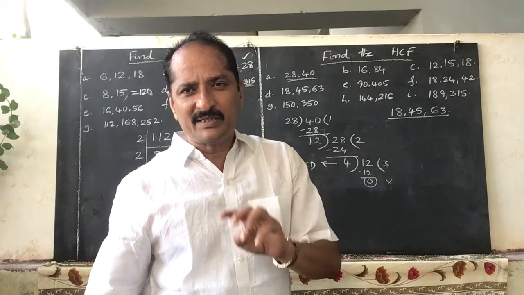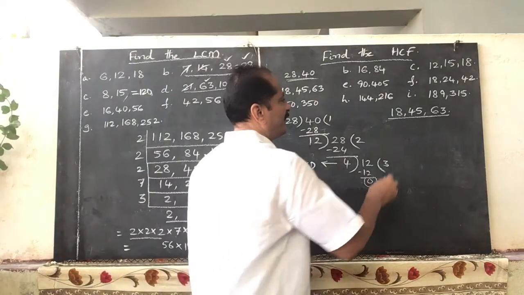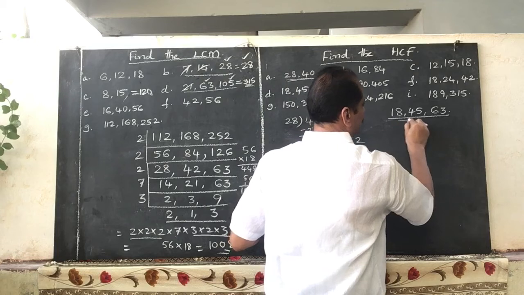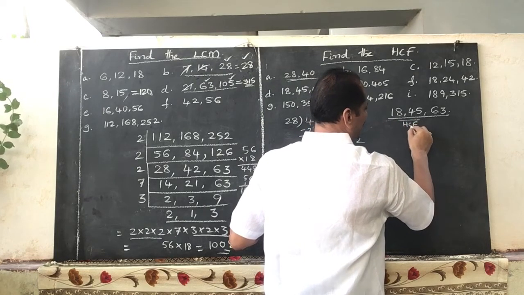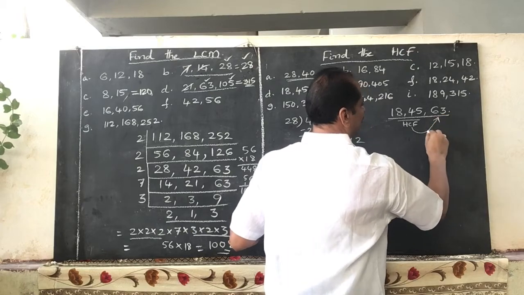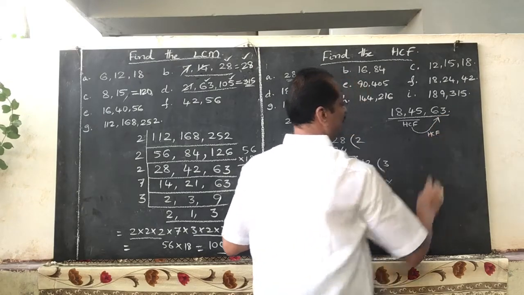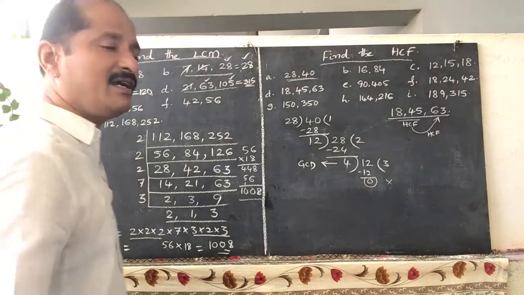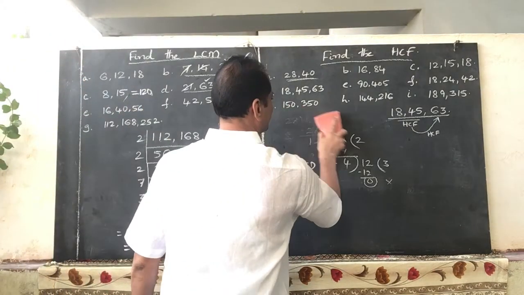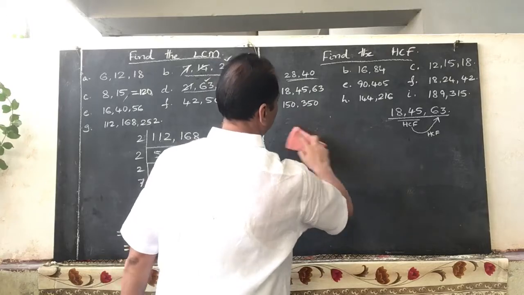If three or more numbers are given, what do you have to do? Find out the HCF of these two numbers, then find the HCF of that result and the third number. That will be the HCF of the three numbers. Okay? For two numbers we did like that. For three numbers, how to find the HCF, you check it.